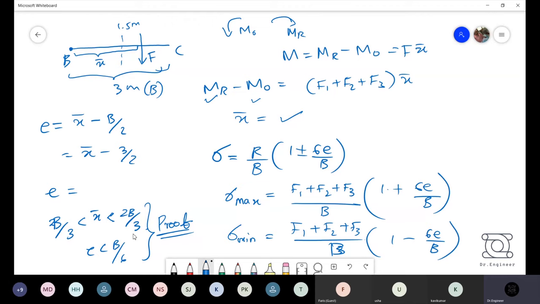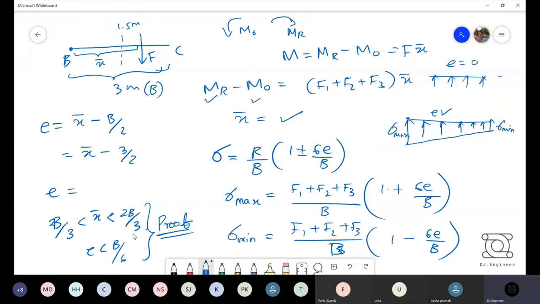So once there is eccentricity in a footing, the stress distribution will be somewhat like this. It won't be an even stress distribution. On one side it would be maximum, and on the other side it would be minimum. If there is no eccentricity, the stress distribution is even. So this first type without eccentricity is very good for us. Even if there is eccentricity, it's not an issue, but it should be within a decent value, or else our structure might collapse, whether it is a footing or a retaining wall, there will be some issues.